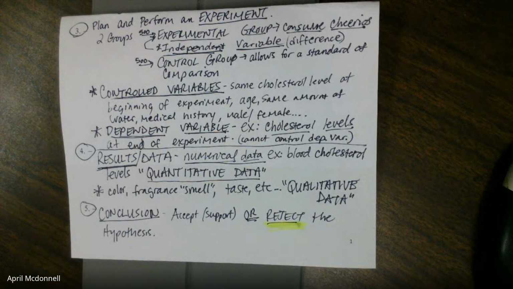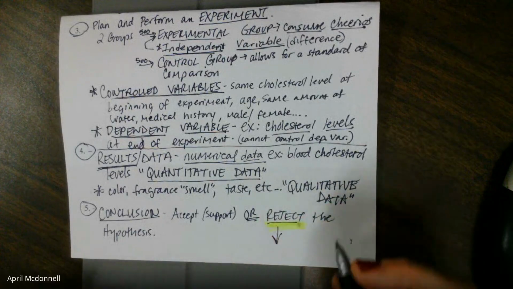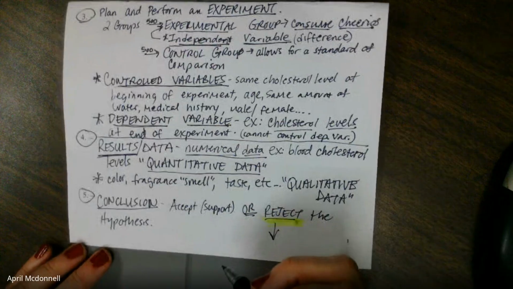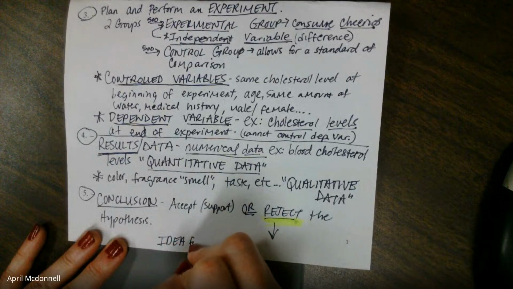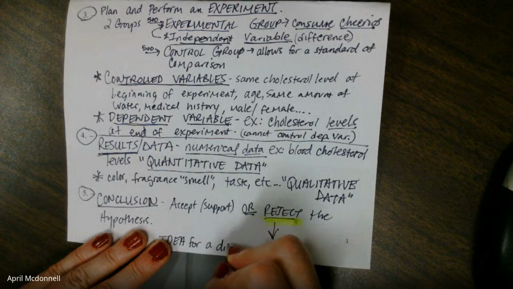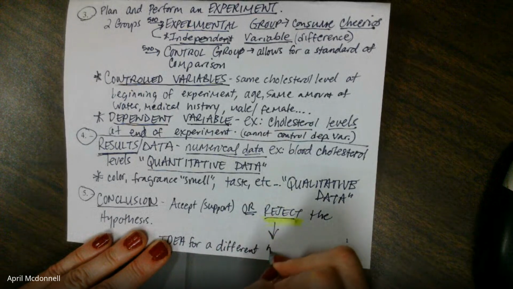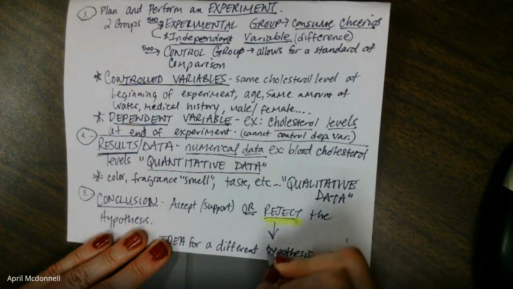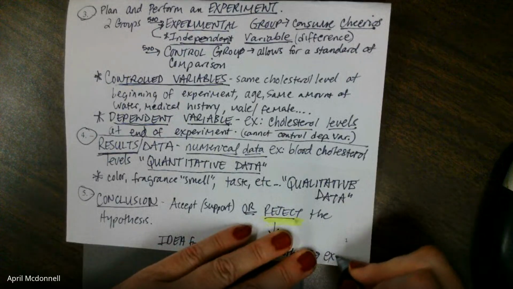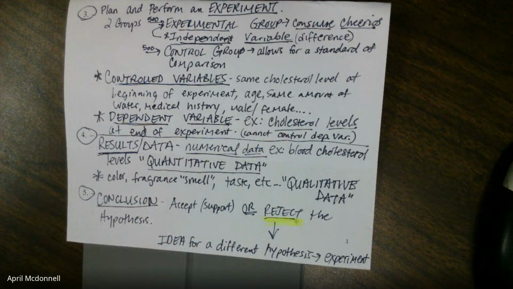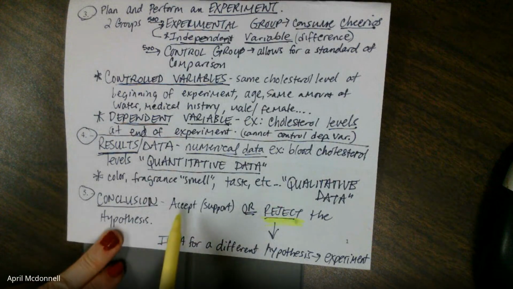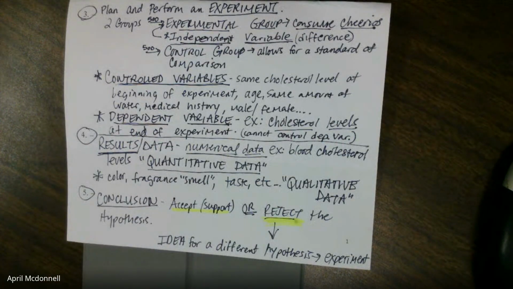In the case that you reject the hypothesis, what scientists normally do is come up with an idea for another hypothesis, which ultimately could possibly lead to another experiment. If the cholesterol levels were significantly lowered in the experimental group, which consumed Cheerios, then we would either accept or support our original hypothesis.